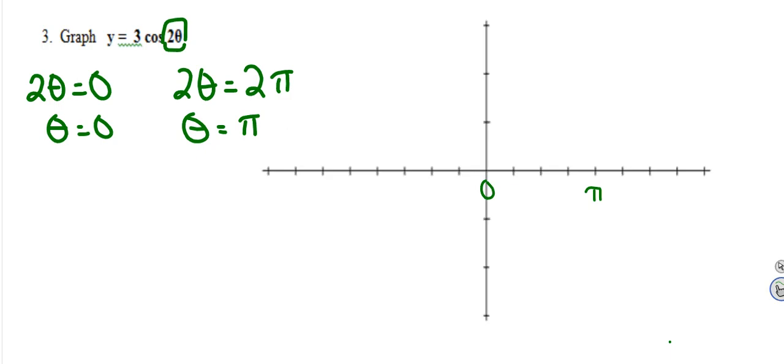Who's in the middle between 0 and pi? That's right, pi over 2 is in the middle between 0 and pi. Let's play meet me in the middle again. Who's in the middle between 0 and pi over 2? Pi over 4. Who's in the middle between 0 and 1/2? 1/4. Who's in the middle between 1/2 and 1? 3/4. So 3 pi over 4. All right, so we got our tick marks down.